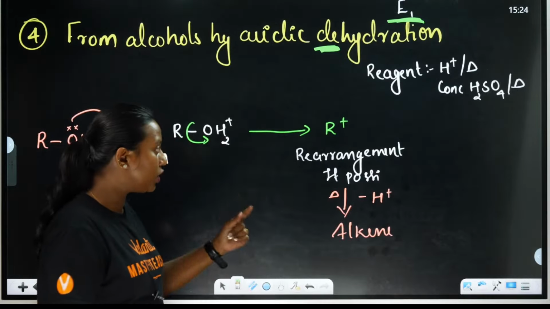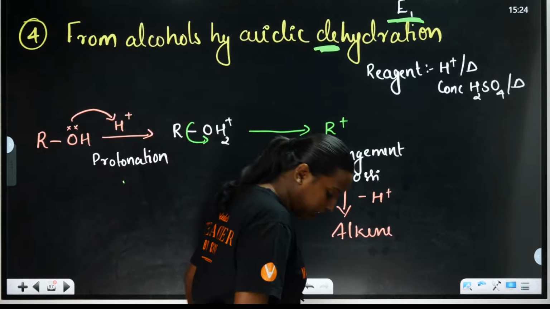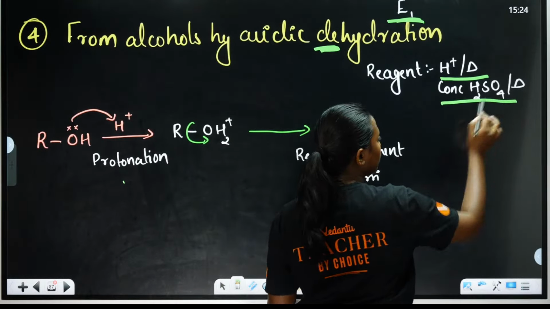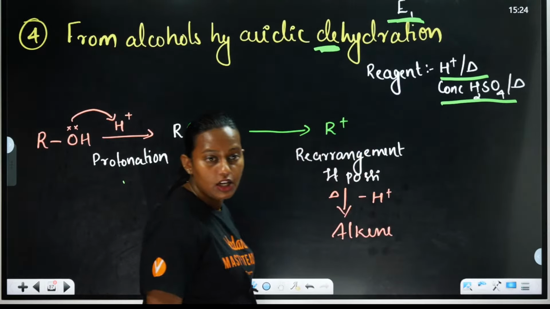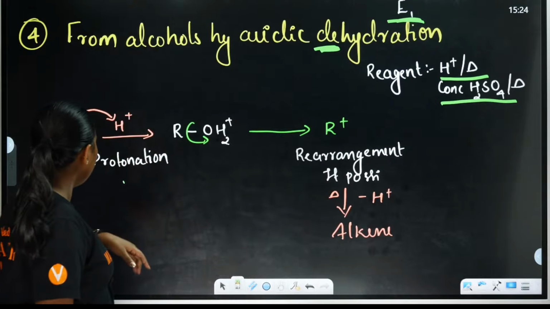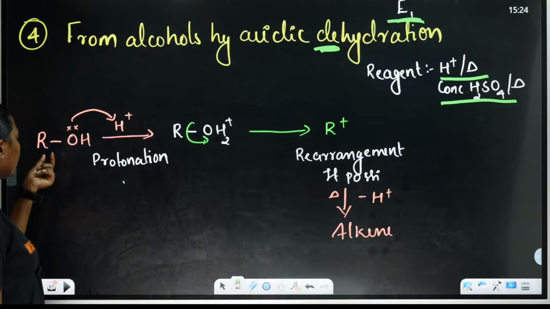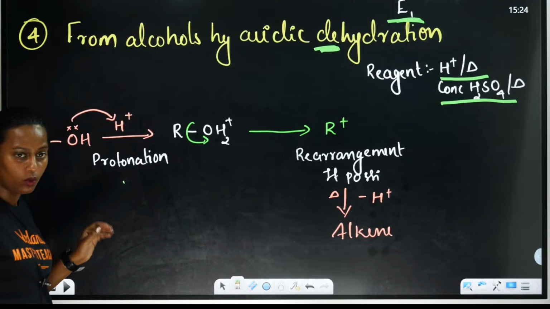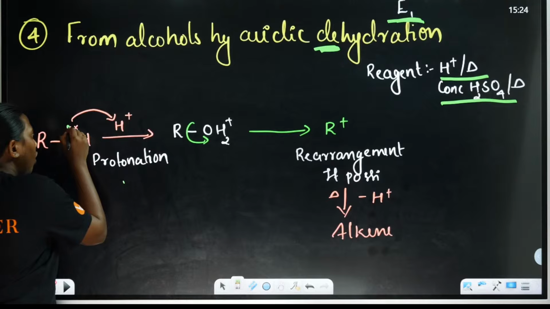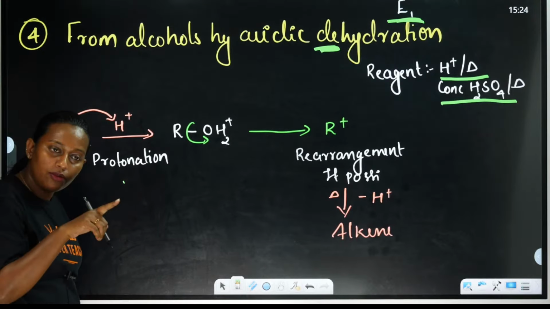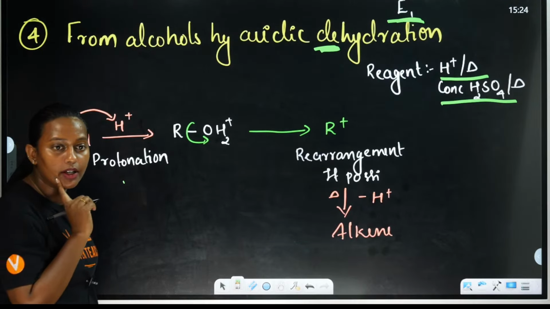So we are using reagents H plus, heating, and concentrated H2SO4 on heating. Clear? Then we can consider a reaction, ROH. So we know that oxygen contains what? Lone pair.